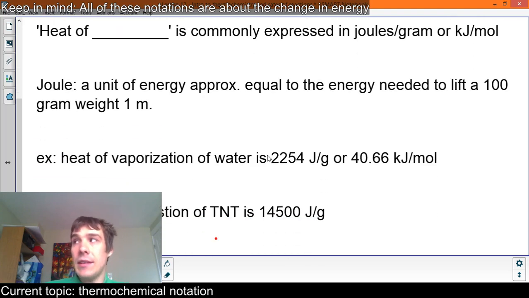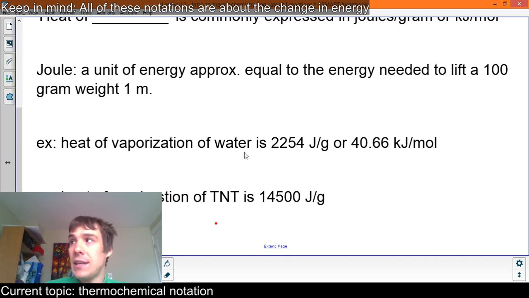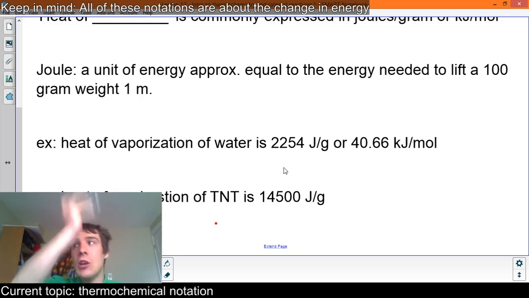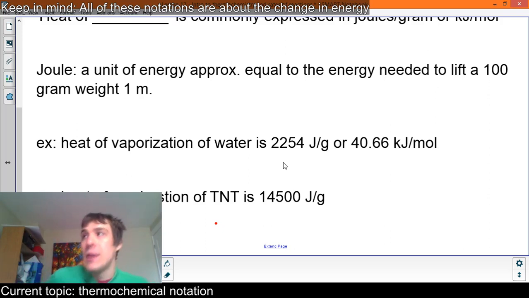And chemical and physical changes will have different heats. So here's an example. The heat of vaporization of water is 2,254 joules per gram of water. A gram of water is a milliliter of water, right? If you're vaporizing 1 gram of water, 2,254 joules. It's like lifting this thing 1 meter 2,000 times to vaporize 1 gram of water to turn it into a gas. If you're vaporizing a liter of water, which is a kilogram of water, do it 2 million times because a liter is 1,000 grams of water. Or 40.66 kilojoules per mole of water. So 40,000 joules per mole.